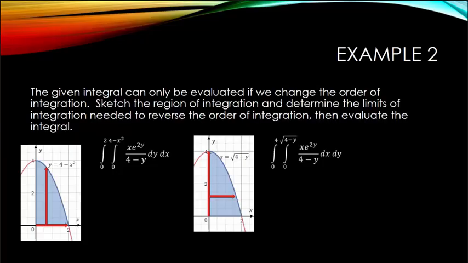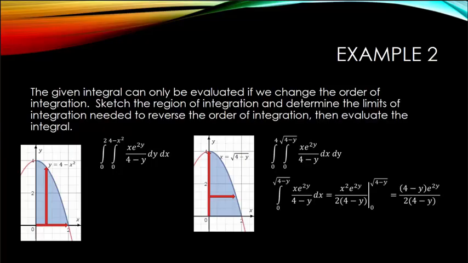This gives me the double integral from 0 to 4 of the integral from 0 to the square root of 4 minus y of x e to the 2y over the quantity 4 minus y dx dy. Now I want to evaluate the inner and outer integrals. The innermost integral is the integral from 0 to the square root of 4 minus y of x e to the 2y over the quantity 4 minus y dx.